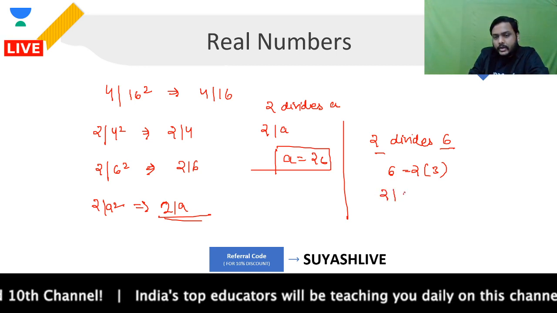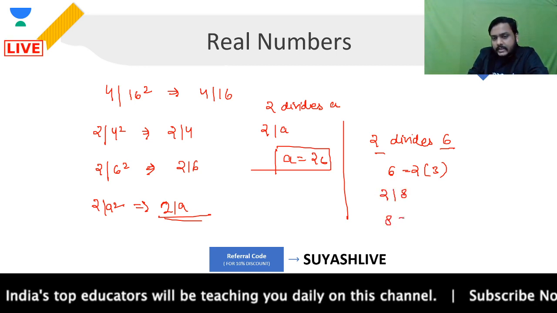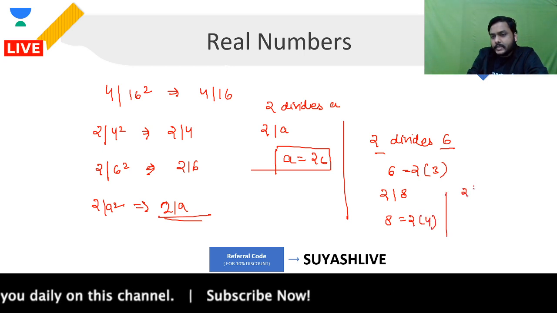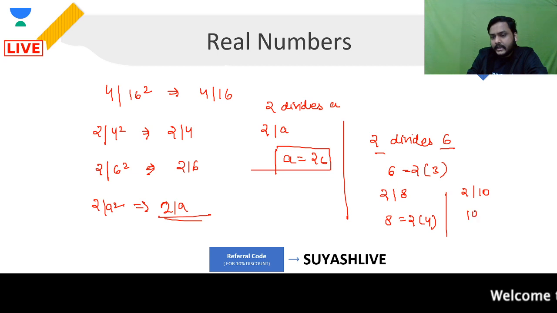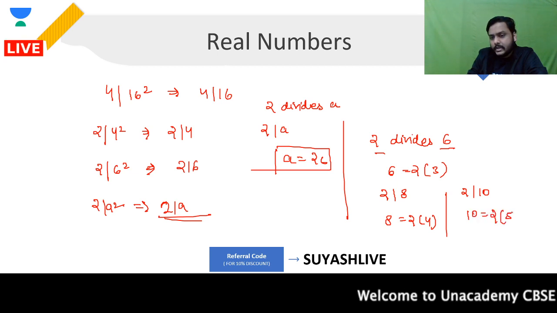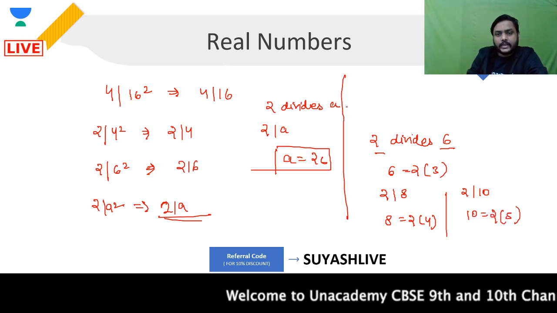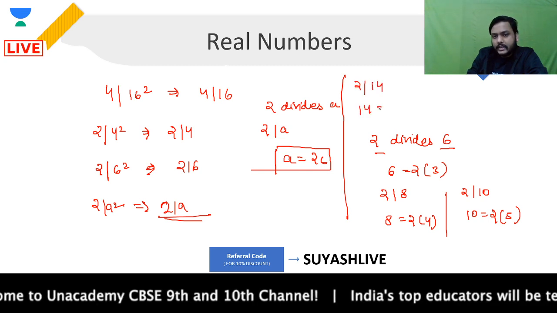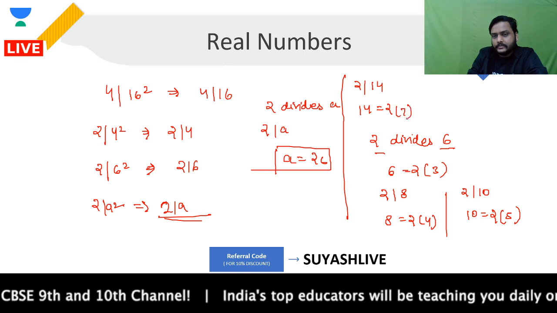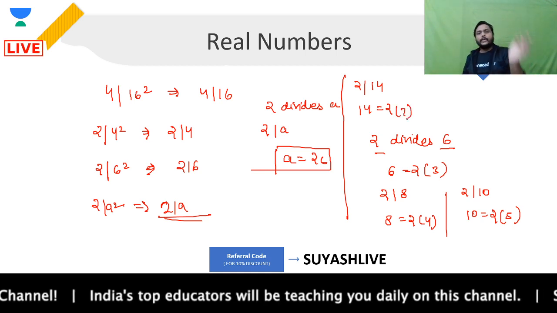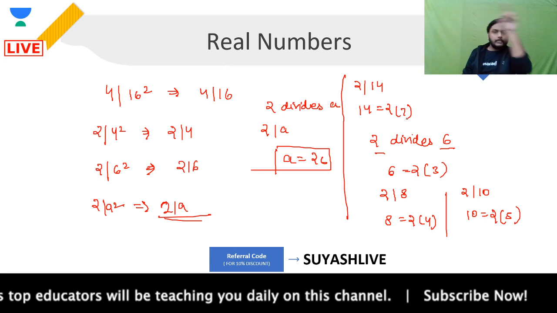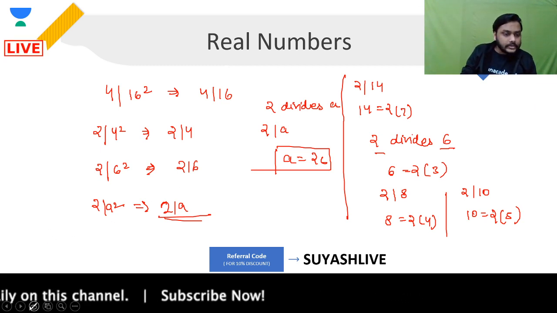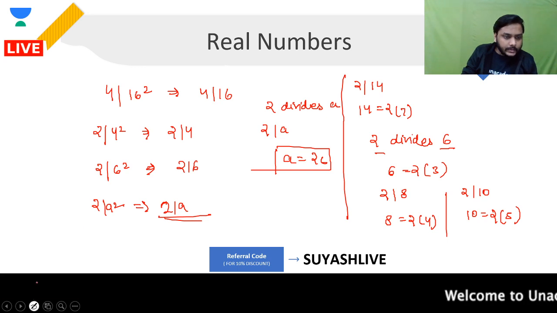In the same way guys, when I'm saying that 2 divides 8, can't I say that this 8 is equal to 2 into any number, 4? In the same way, when I'm saying 2 divides 10, can't I say that 10 is equal to 2 times any number, 5? In the same way, when I'm saying that 2 divides 14, can't I say that 14 is equal to 2 into any number, 7? That is, if any number divides another number, then the other number is a multiple of the first number. That's obvious guys, right?